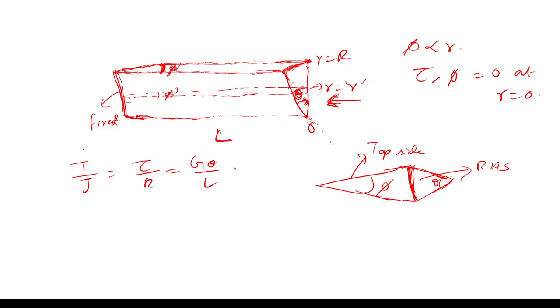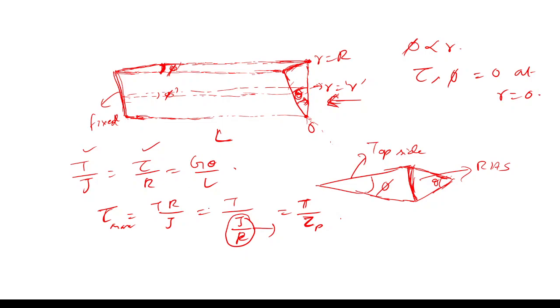So when I take these two equations, tau max equals T R by J. Then I can write T by J divided by R. What can you say about this J divided by R term? Polar section modulus, yes, which I am naming here as Zp.